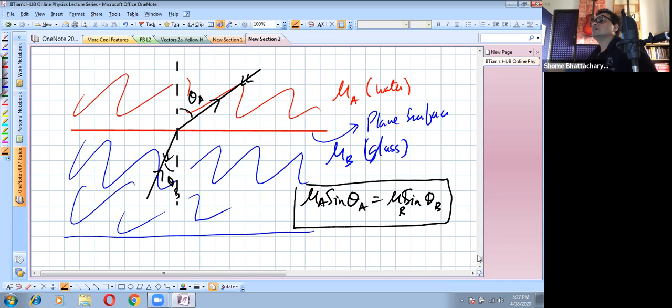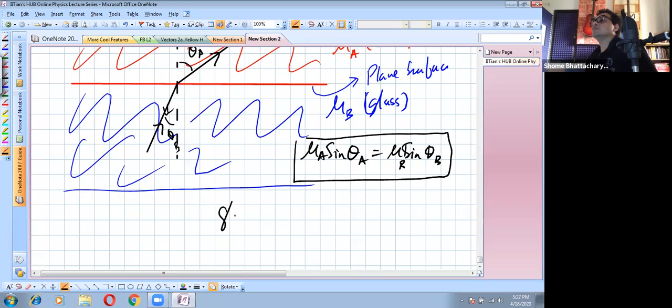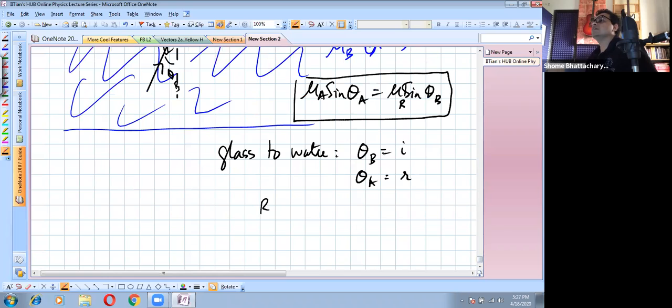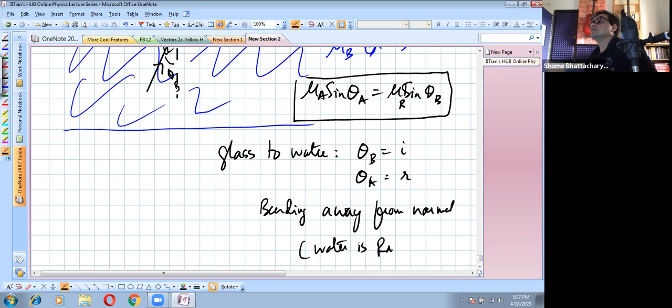In one case, as you can see, I'm going from glass to water. In that example, theta b is the incident angle and theta a is the refracted angle. And what is happening? The ray is bending away from the normal, because water is rarer. The refractive index of water, which I have taken as mu a, is less than the refractive index of glass, which I have taken as mu b. So this formula is showing you this.